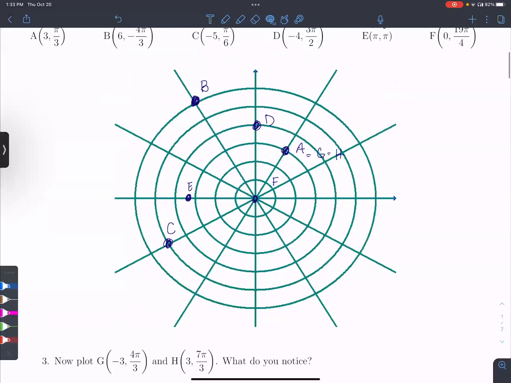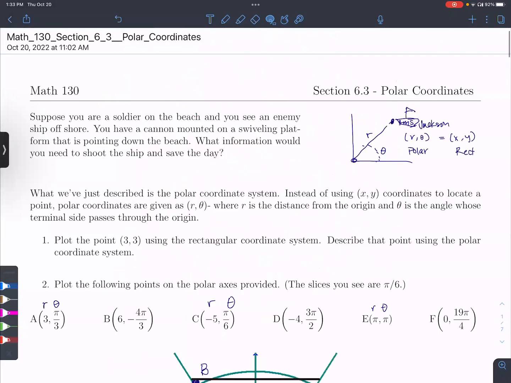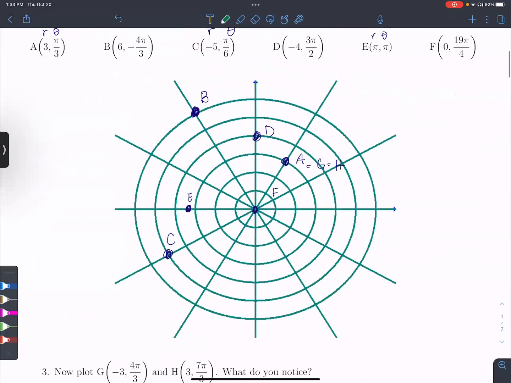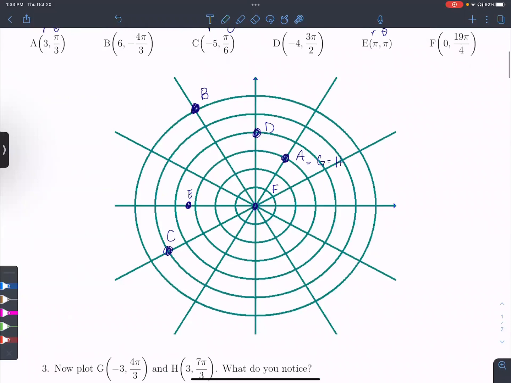Okay, so in class, we talked about what polar coordinates are and why it would be useful to sometimes use polar coordinates. And we ended with talking about how A, G, and H here are all in the same spot. That 3, pi over 3, negative 3, pi over 3, and then 3, 4 pi over 3, and positive 3, 7 pi over 3 are all in the same place.